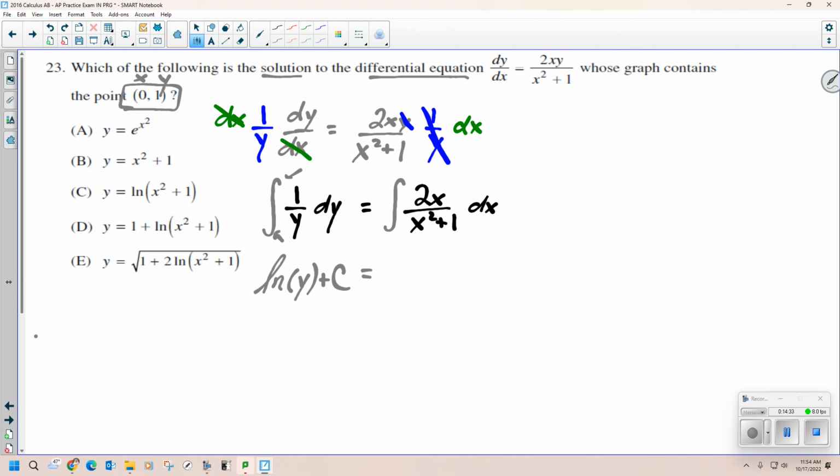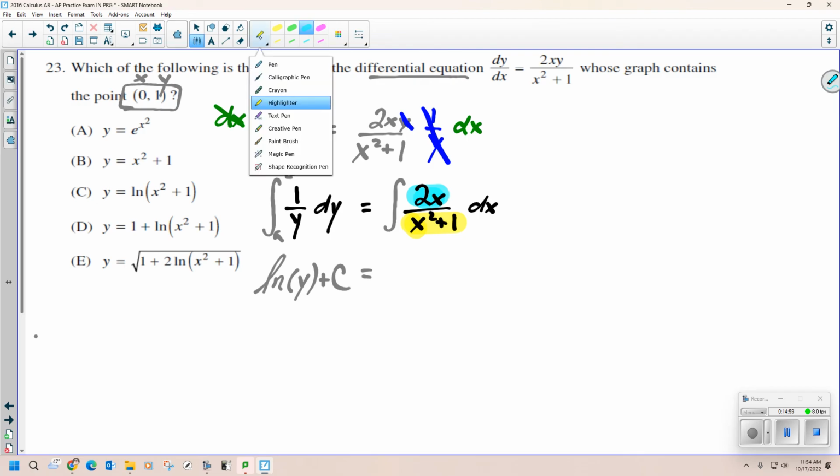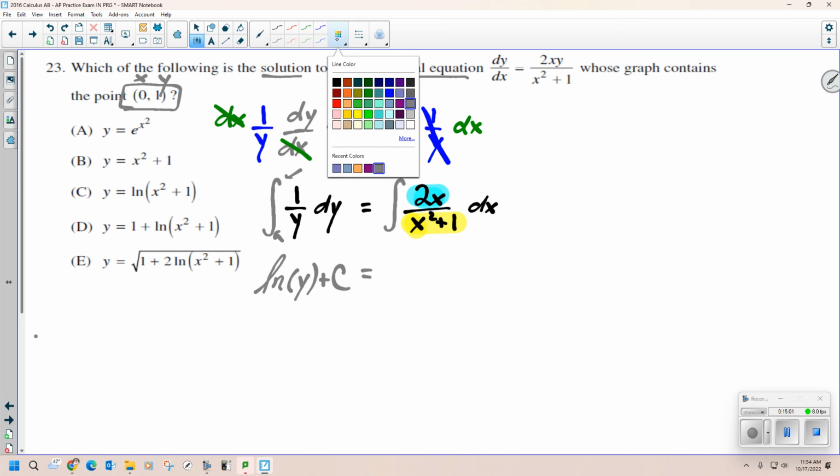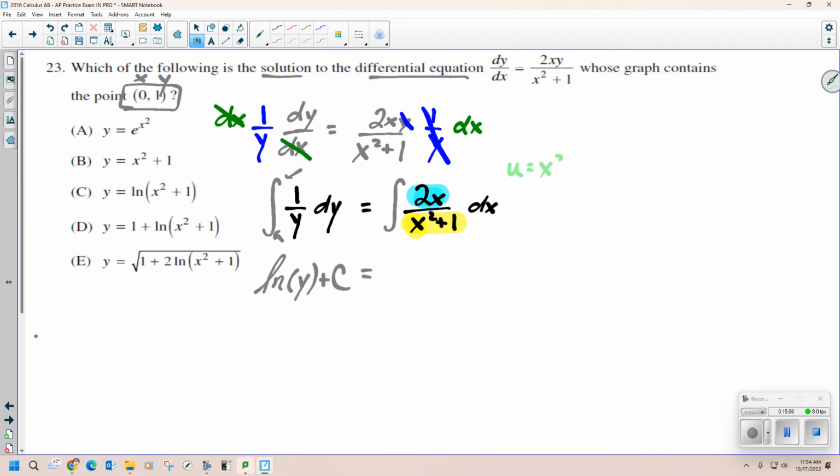If this doesn't jump out to you at this point, you better study this and get this. U sub. How do I know I'm going to use U sub? Because if I look at the bottom, x squared plus 1, the derivative of the bottom is 2x. When I see the derivative in with the equation, meaning x squared plus 1 is there, and the derivative of x squared plus 1, 2x, is there, that is a classic classic u sub. So I'm going to make u equal to x squared plus 1.